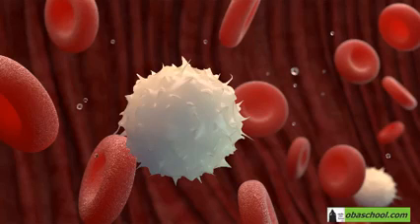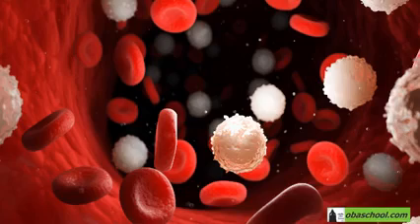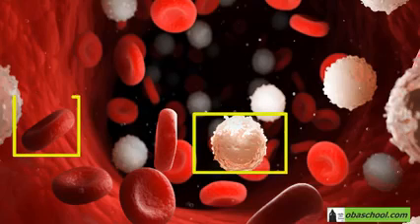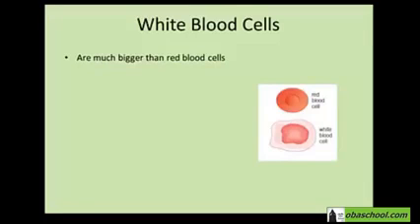This tutorial is about the white blood cells. First of all, white blood cells are structurally different from red blood cells. White blood cells are actually bigger than red blood cells. Notice in the following picture how the red blood cells are smaller than the white blood cells.